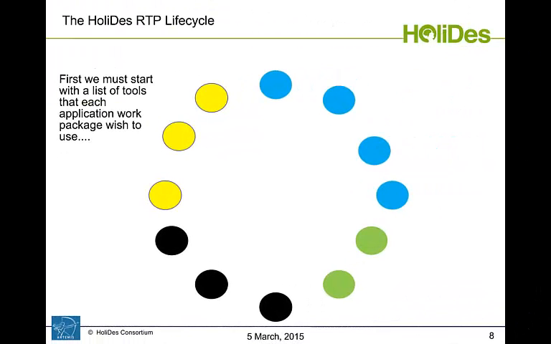So let's take a look at an RTP lifecycle and see what it might look like in Holodesk. First, we must start with a list of tools and services that we would wish to use in all of our use cases. The different colored dots denote the different tools in each of the domains: aerospace, automotive, the control room, and healthcare. Note, none of the tools at this stage are IOS compliant, and so whilst these tools work, they are in fact operating in a silo.